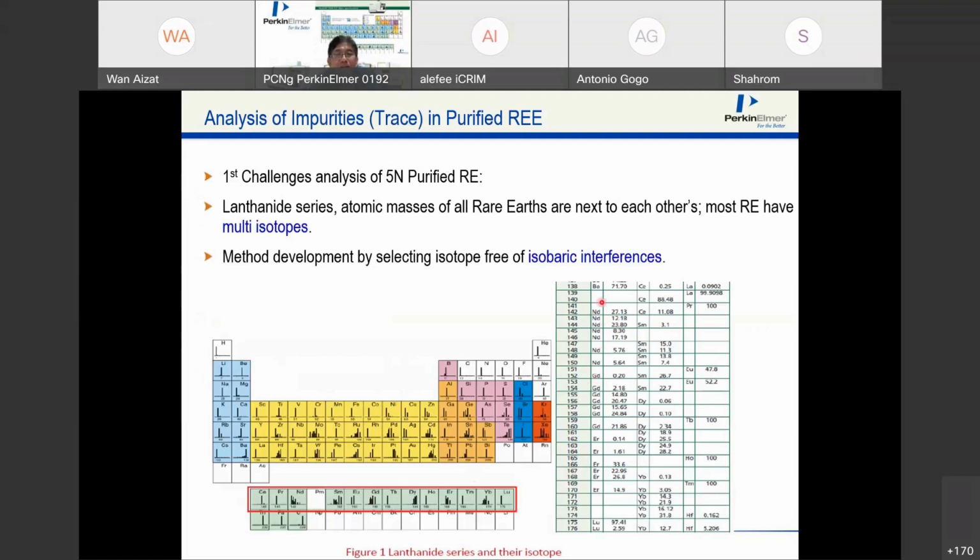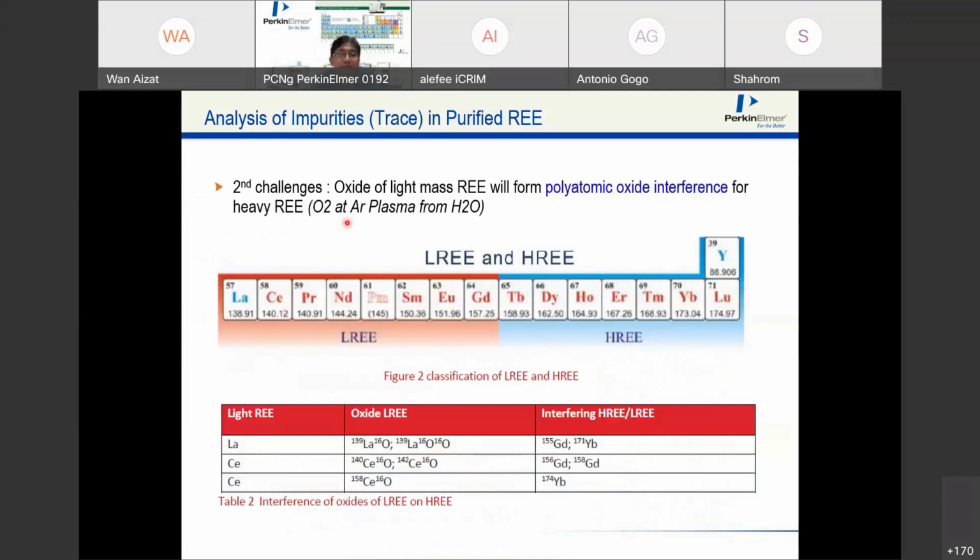Looking into this rare earth element, it has multi-isotopes, and a lot of isobaric elements interfere with one another. So it's very challenging. And coupled with the light rare element, it forms oxide, which interferes with heavy rare earth element. For example, lanthanum oxide interferes with Gd and also Yb. Ce oxide interferes with Gd, and Ce oxide also interferes with Yb. In fact, a lot across all the light rare earth elements interfere on it.